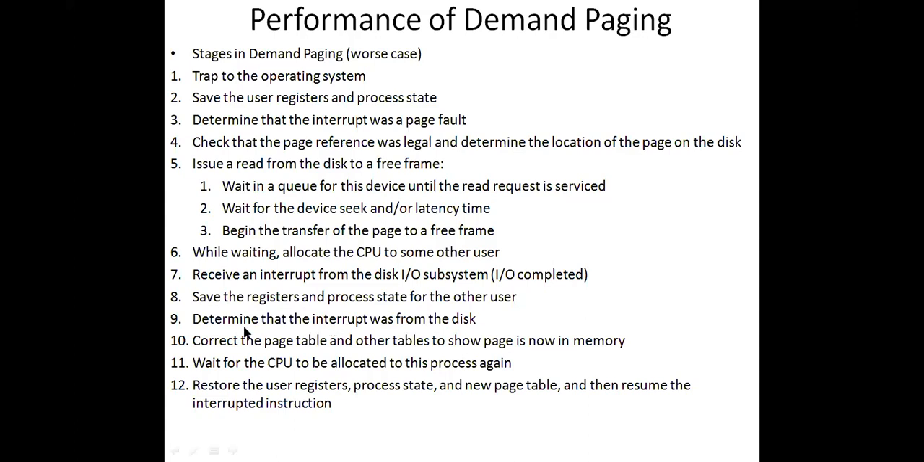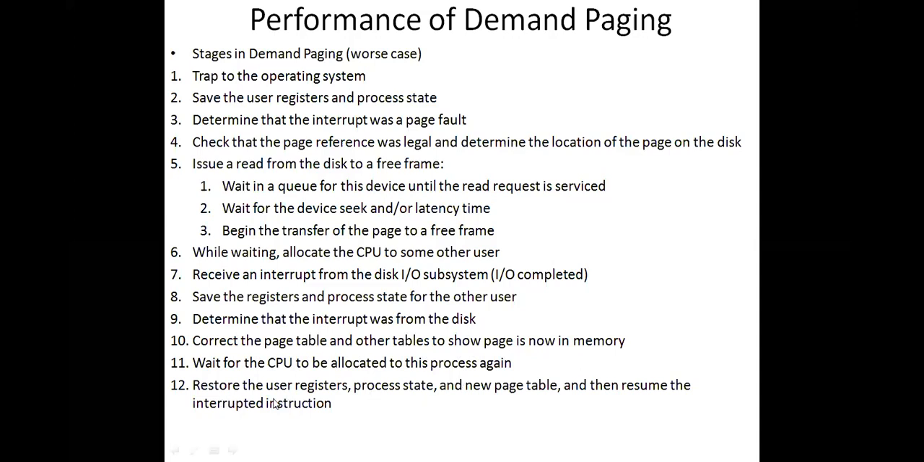Then we switch back to the previous process. Next, determine that the interrupt was from the disk. Yes, the interrupt is from the disk. That is IO complete, and then we need to correct the page table and other tables to show the page is now in the main memory. That means we need to change the invalid bit to the valid bit. Next, wait for the CPU to be allocated to the process again.